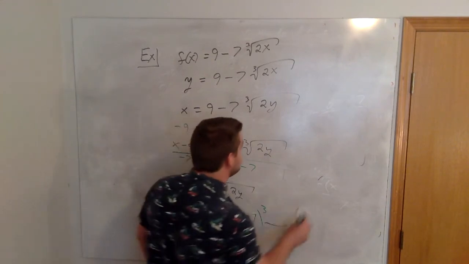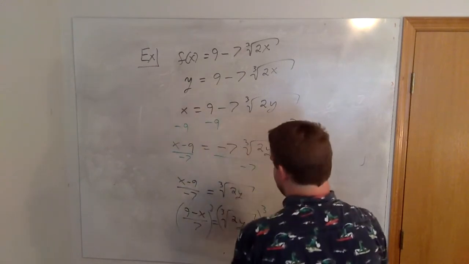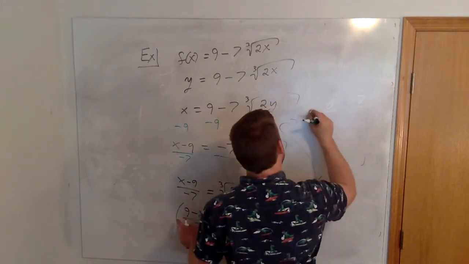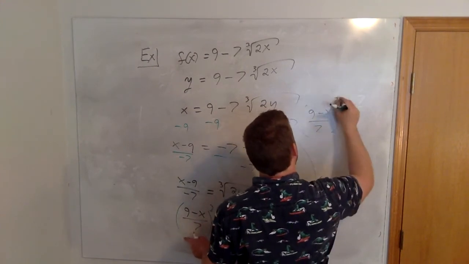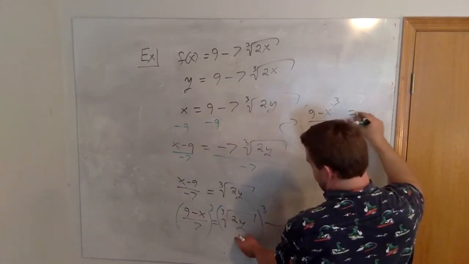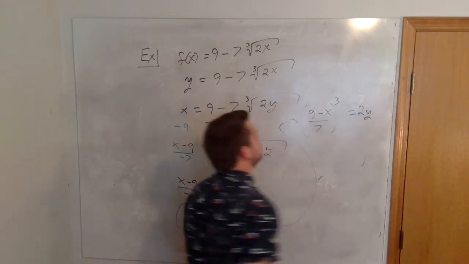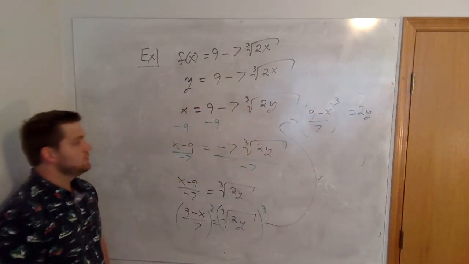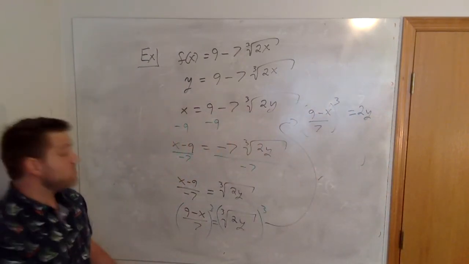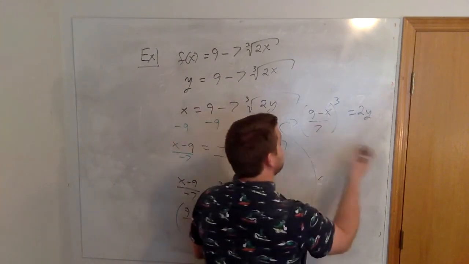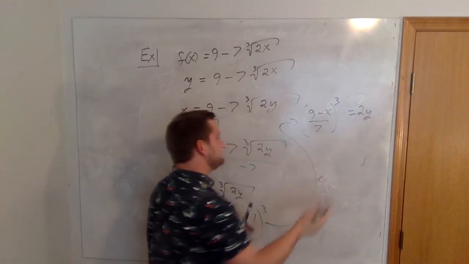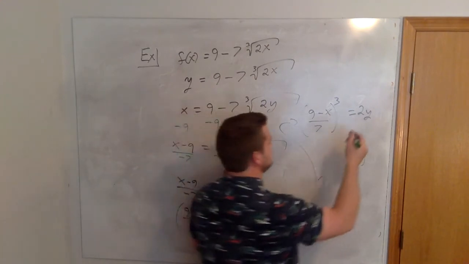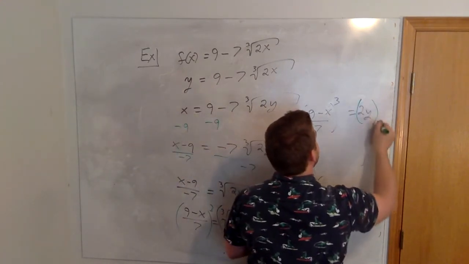So let's bring that over here. So we're going to get (9 minus x) all over 7, quantity cubed, and that's going to be equal to 2y. To finish the job here, you can either divide both sides by 2. I have this kind of fraction piece here. So instead of dividing by 2, we could equivalently multiply by a half. I think it's just going to make it look nicer.